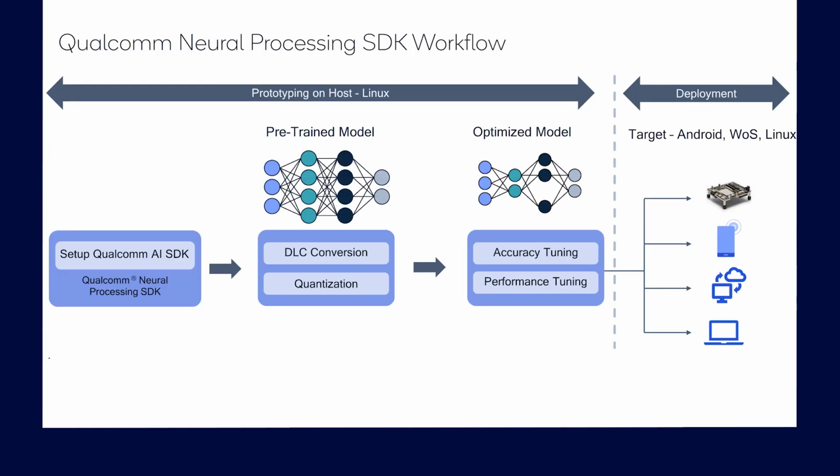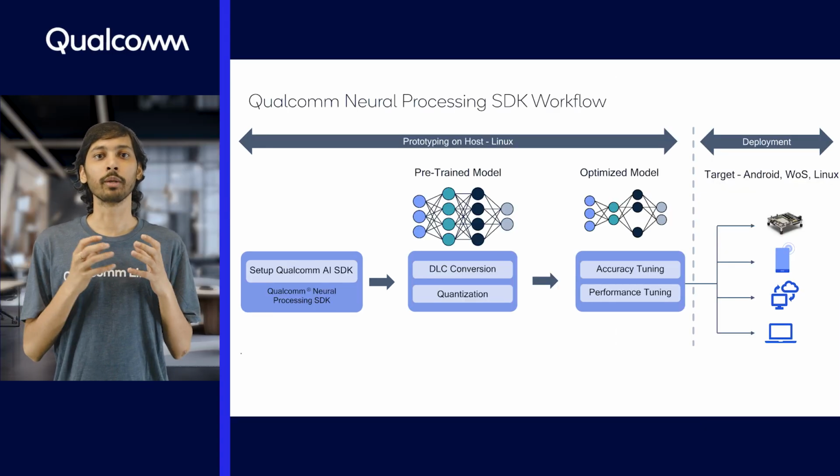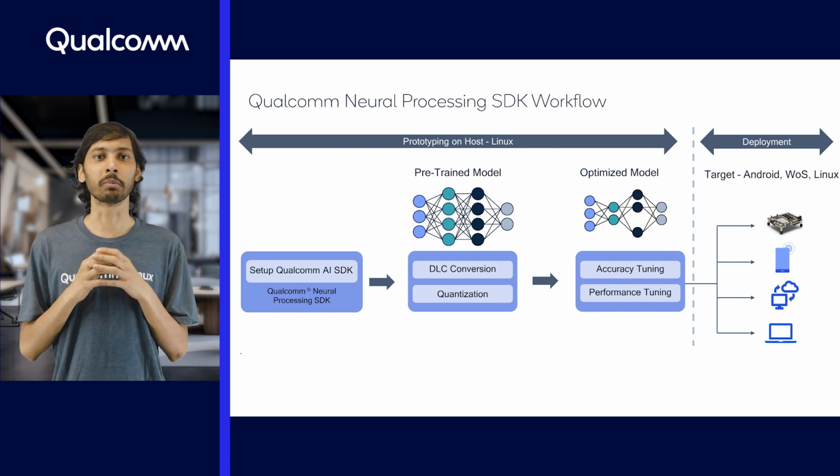First, you will need to port your pre-trained model through DLC conversion, which means converting the model to a deep learning container or DLC file. Then you will quantize your DLC file. The quantization process involves lowering the precision to improve the computational speed, reduce memory usage, and save battery power.